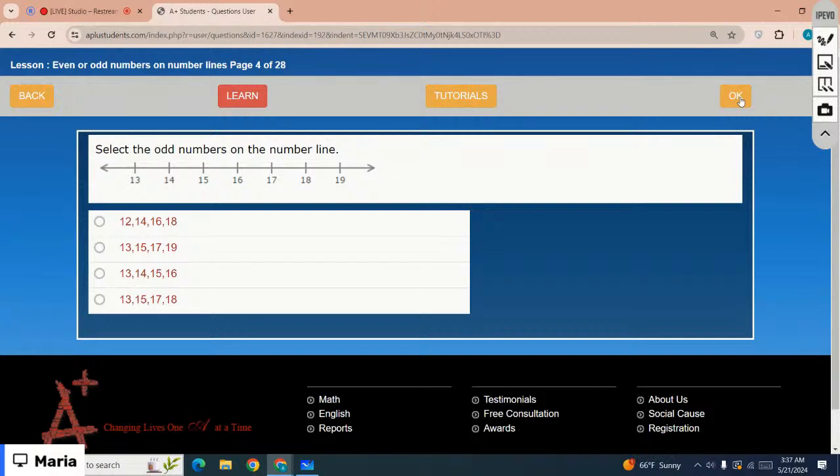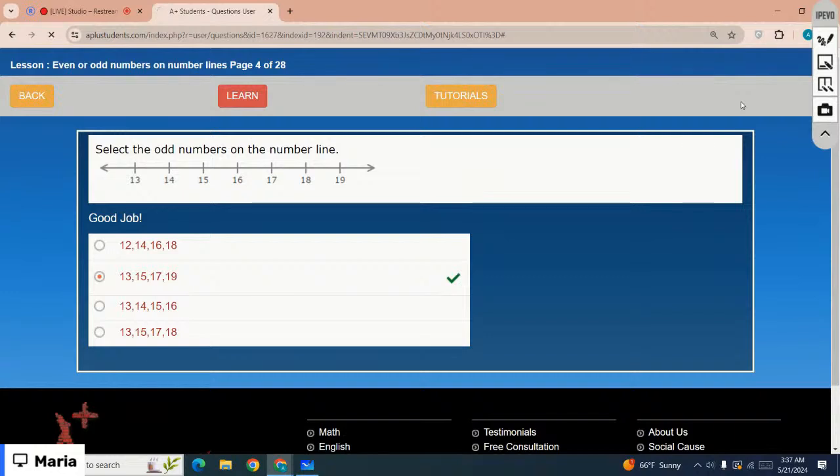Select the odd numbers on the number line. So, which is the correct option? Odd numbers on the number line are the second option is the correct option. 13, 15, 17, and 19 is the correct option.